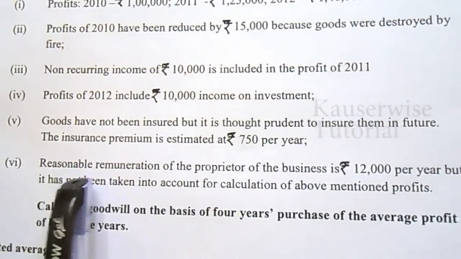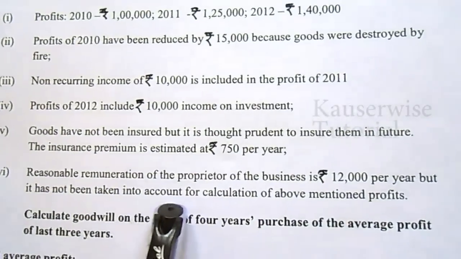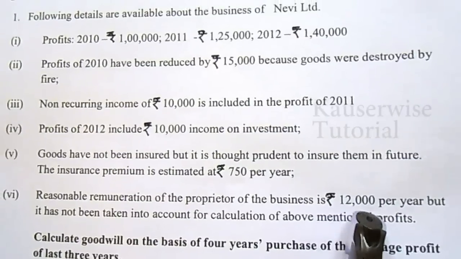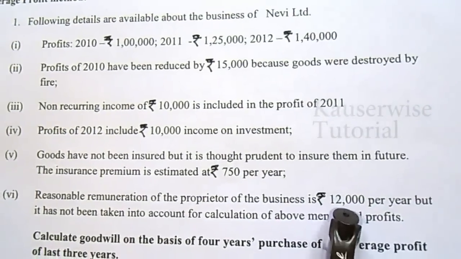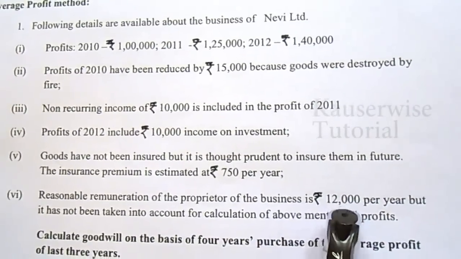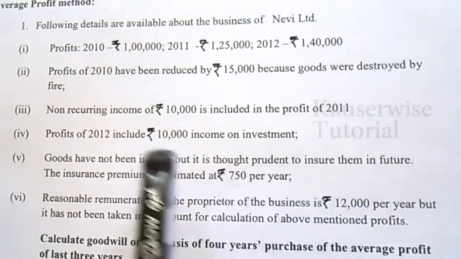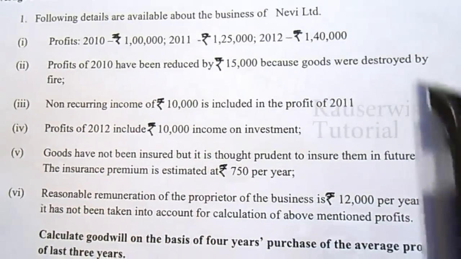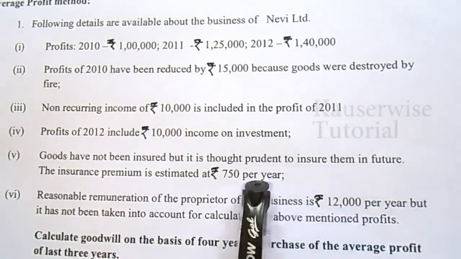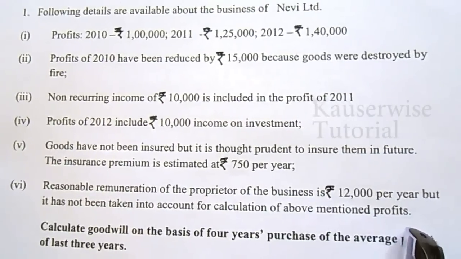Next one, reasonable remuneration of the proprietor of the business is 12,000 per year, but it has not been taken into account for calculation of the above mentioned profit. So this is also a future expense. They are going to pay 12,000 per year as remuneration of the proprietor of the business. So this will be subtracted from the average profit. So these are the two expenses which are not included in the above 3 years profit. So in future, after finding the average profit, we need to subtract 750 and 12,000. Then we will be able to find the adjusted average profit, that is, the adjusted average maintainable profit.